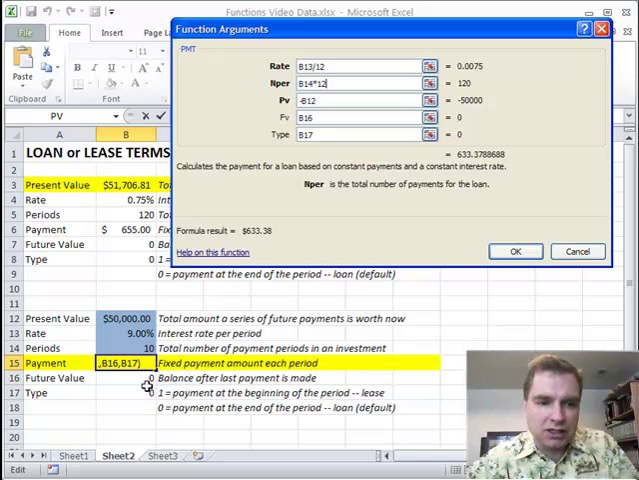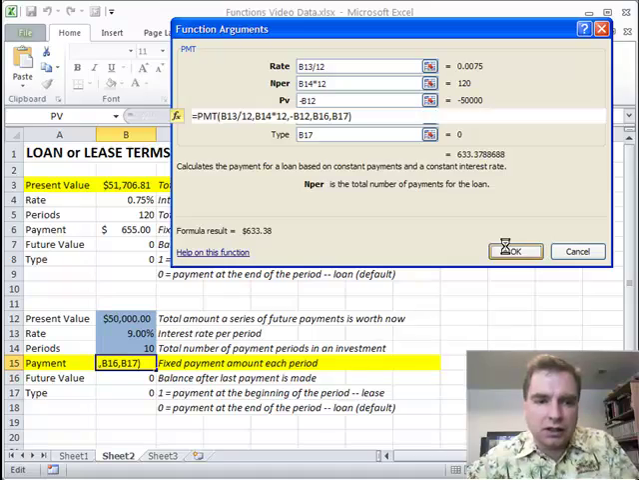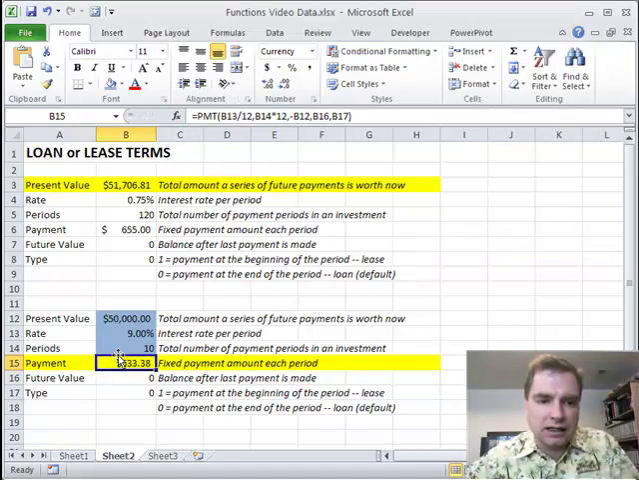The future value, B16, I did a zero there, and the type, B17, I'm still doing a zero, which is the default, which means I'm doing a loan with payments at the end of the period. That's all there is to it. If I click here and click OK, it's easy to do that.